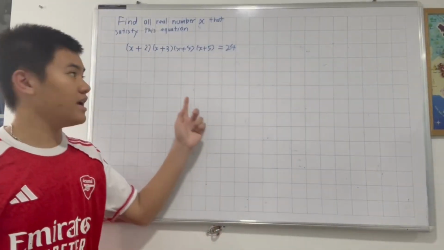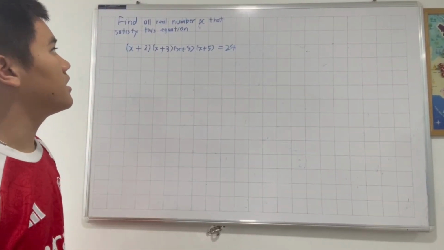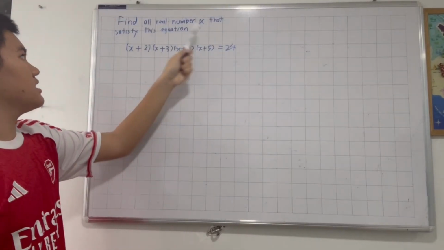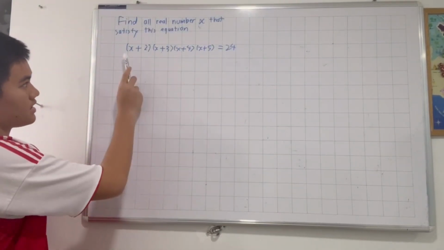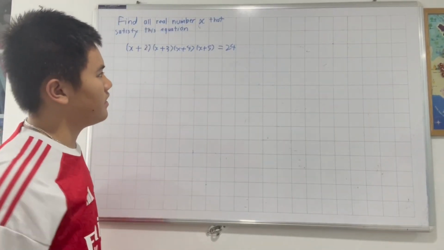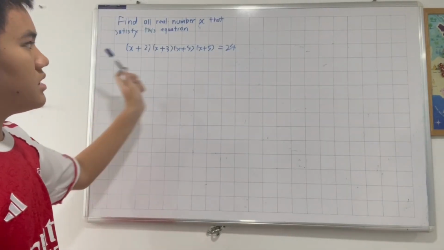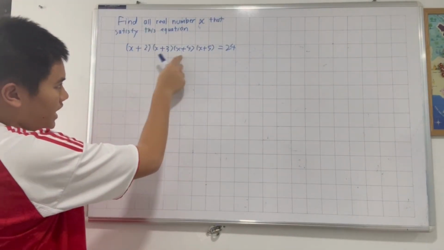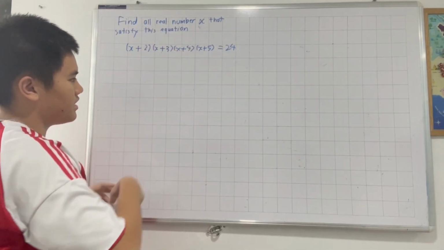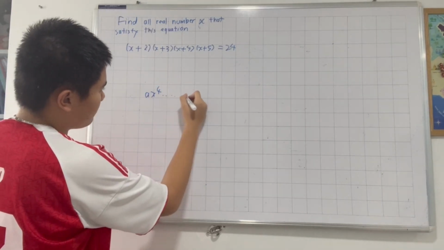Hello everyone, so today I'm going to show you how to solve this very interesting problem, which is: find all real numbers x that satisfy this equation. x plus 2 times x plus 3 times x plus 4 times x plus 5 equals 24. Now you notice there are four x's, which means when multiplied together it's x to the power 4.